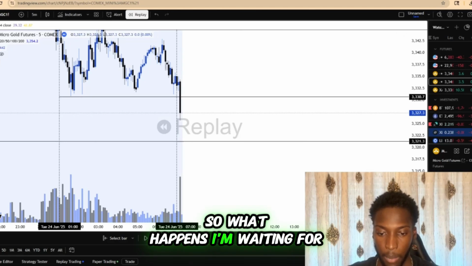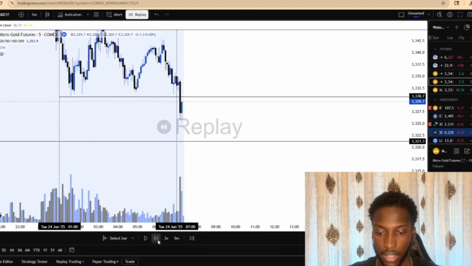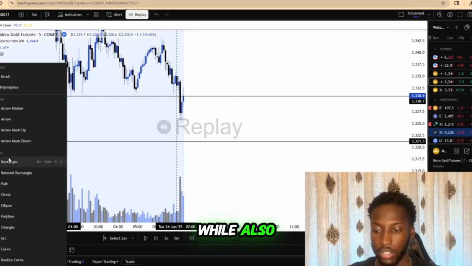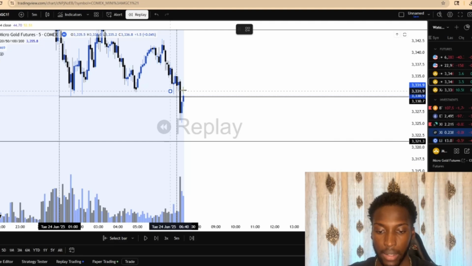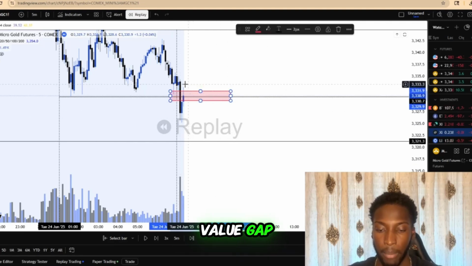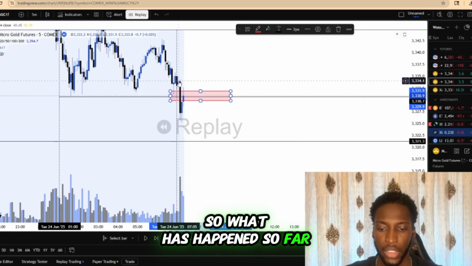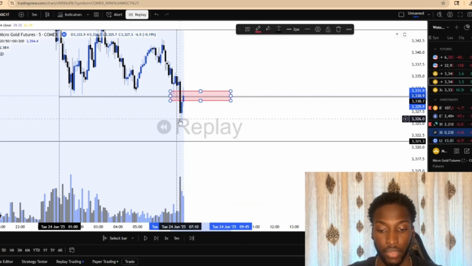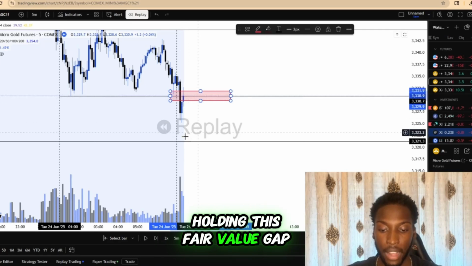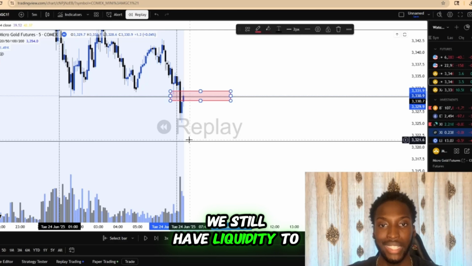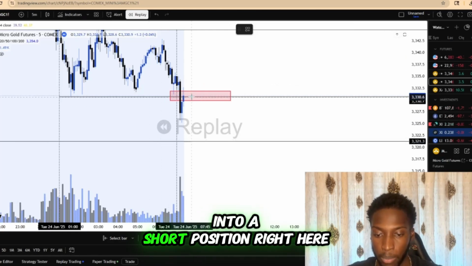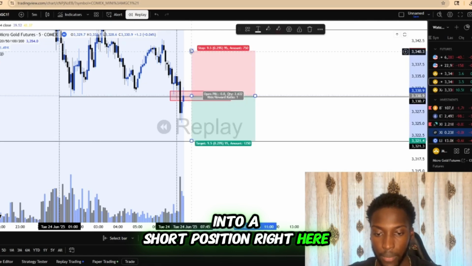So what happens? I'm waiting for a retest. I get my retest here while also in this 5-minute fair value gap. So what has happened so far? We have broken through this low. We have come up, we have retested it while holding this fair value gap. We still have liquidity to the downside. What I can go ahead and do is enter into a short position right here.